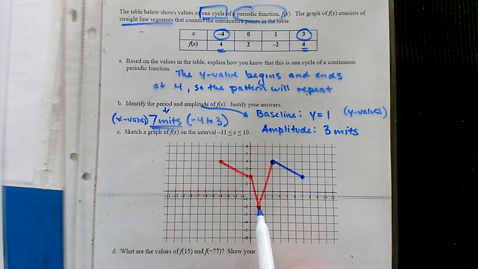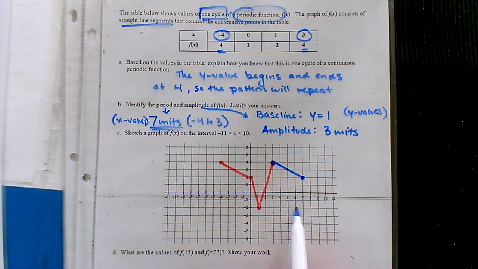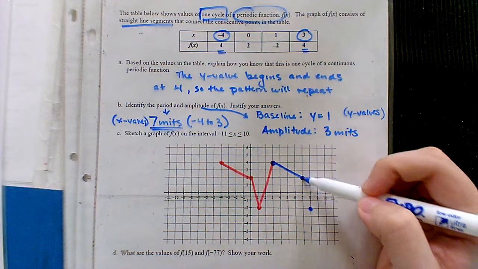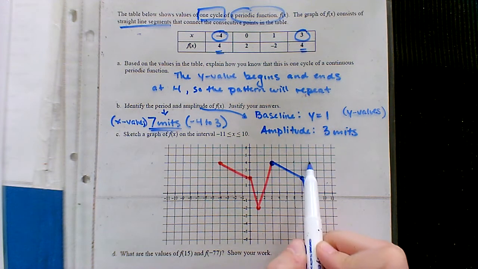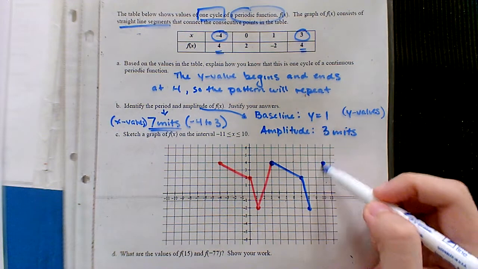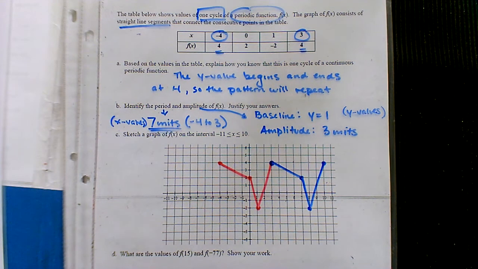Let's do the same thing for the next one. We'll count 1, 2, 3, 4, 5, 6, 7. And then our last one, 1, 2, 3, 4, 5, 6, 7. I want you to do the same thing but going backwards, because this cycle can repeat itself forwards and backwards in terms of your graph.